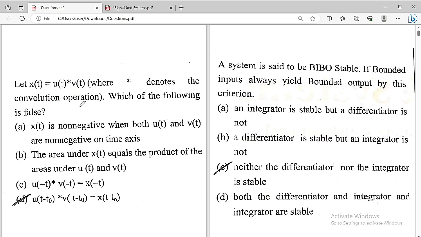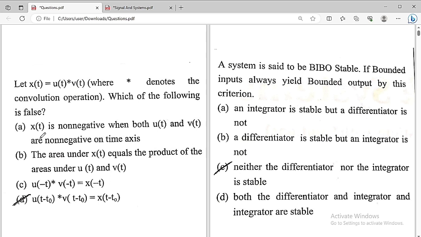So let's get started. This is the first question that we are going to discuss. The question says: let x of t is equal to u of t convolution of v of t, where the star mark denotes the convolution operation. Which of the following is false? Here u of t and v of t are some unknown signals, and we have to figure out the false option out of these four.